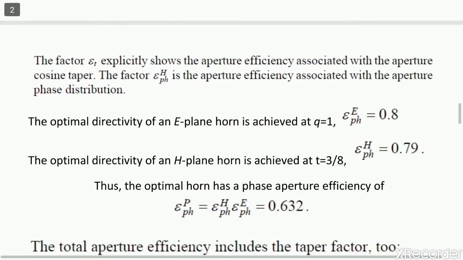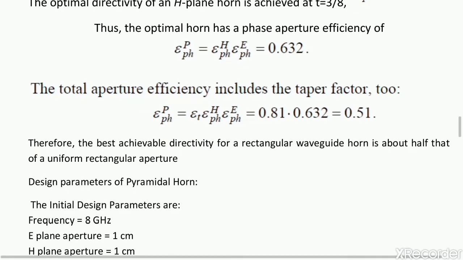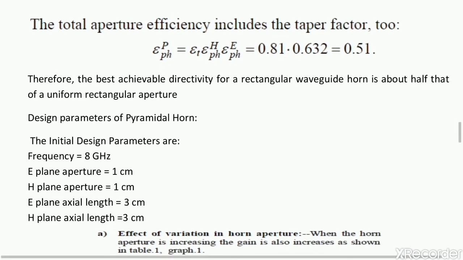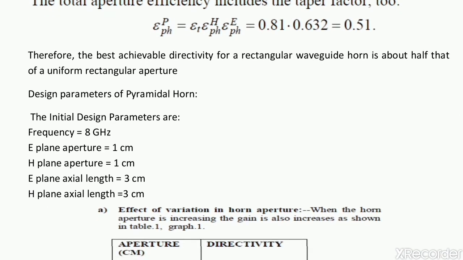So we will move forward to the next thing, that is the design parameters of the pyramidal horn. The initial design parameters will be: frequency 8 GHz, E plane aperture equal to 1 centimeter, H plane aperture equal to 1 centimeter, E plane axial length equal to 3 centimeter, and H plane axial length equal to 3 centimeter.